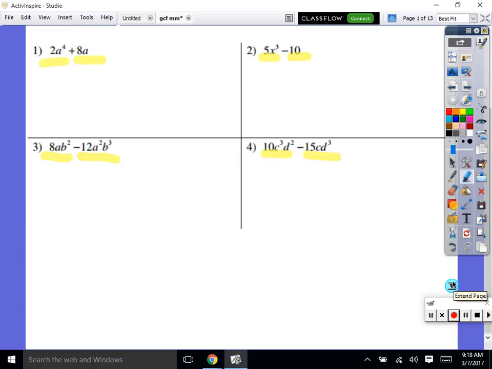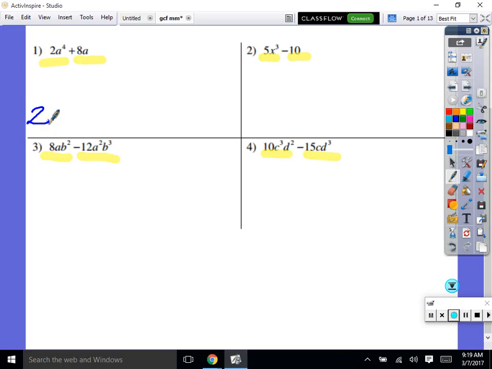So let's look at number 1. It's 2a to the 4th and 8a. Let's focus in pieces. We have a 2 here and an 8. Doesn't 8 divide by 2, everybody? So technically, here and here, there's a 2 in each term. So what I want you to do is go down here and write a 2, like we're going to write what we're going to factor out. So we're going to pull out a 2. So I write it down.